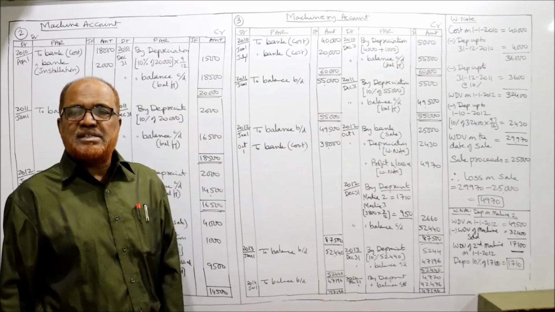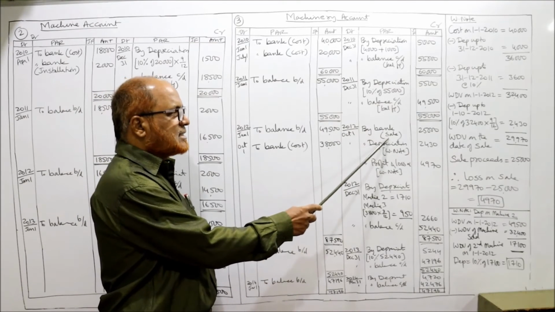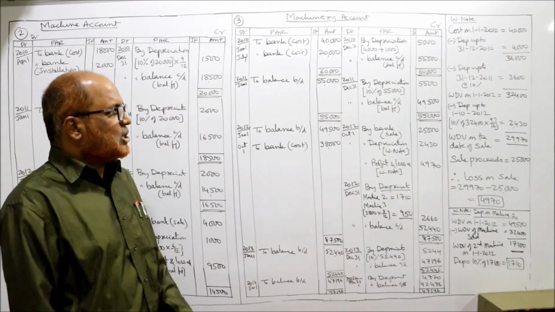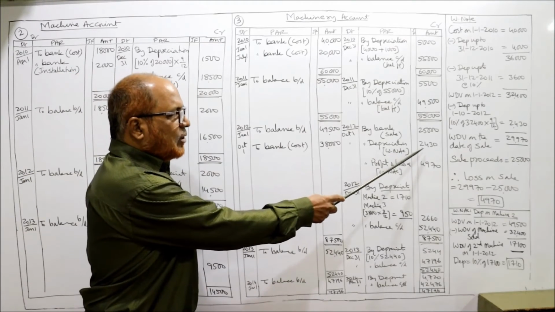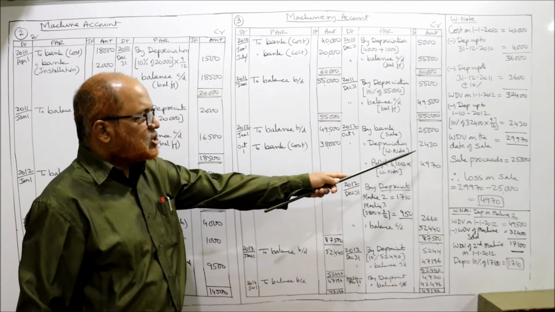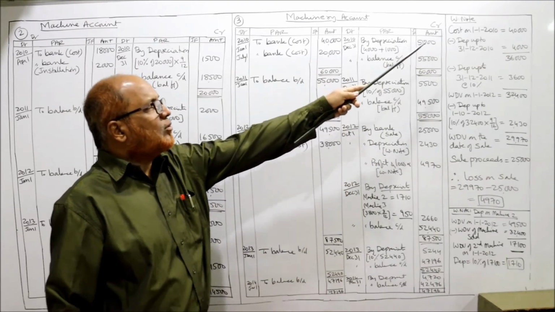The first entry will be sale proceeds. So October 1st 2012, by bank, sale 25,000. One entry over. Second entry, depreciation. Depreciation we have to find out in working notes. Then loss on sale 4,970. These two amounts we have to find out in working notes. Now come to working notes.